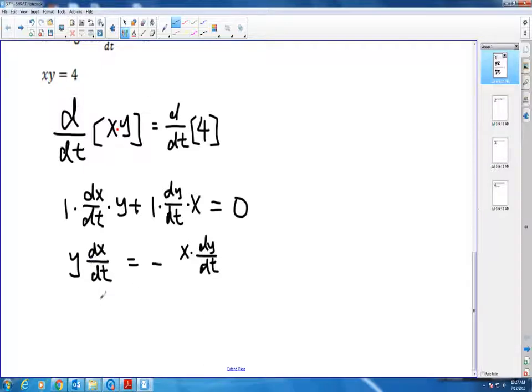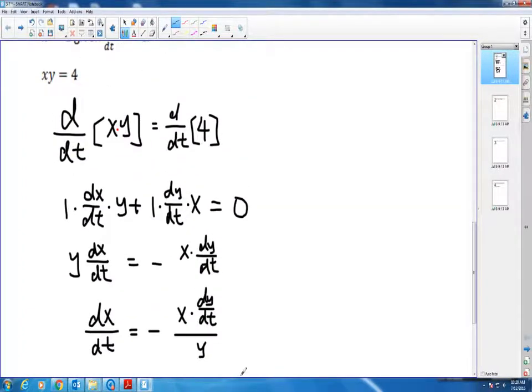To get dx/dt by itself, I have to divide both sides by y. So my dx/dt is equal to negative x times dy/dt, over y.